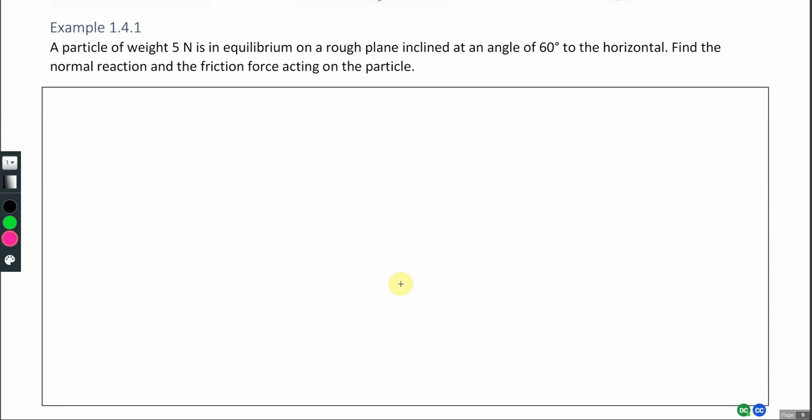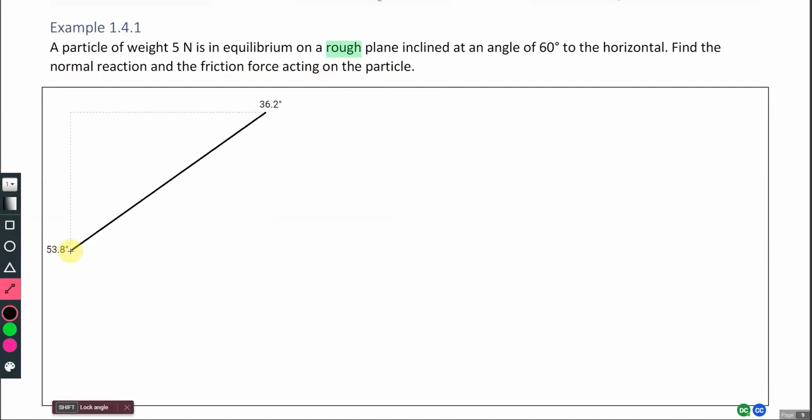Example 1.4.1. A particle of weight 5 newtons is in equilibrium on a rough plane inclined at an angle of 60 degrees to the horizontal. Find the normal reaction and find the friction force acting on the particle. So let's start with a good diagram.